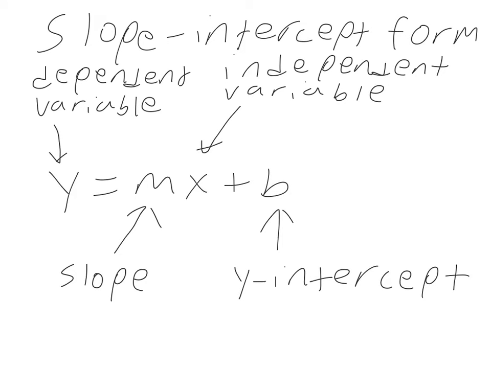We say this because x is the thing that can always change. You plug a number into x and you get out a y. So whatever your y is depends on what your x is. So x is your independent variable. It can be whatever it wants to be. And y is your dependent variable. The value of y depends on what you have in there for x.